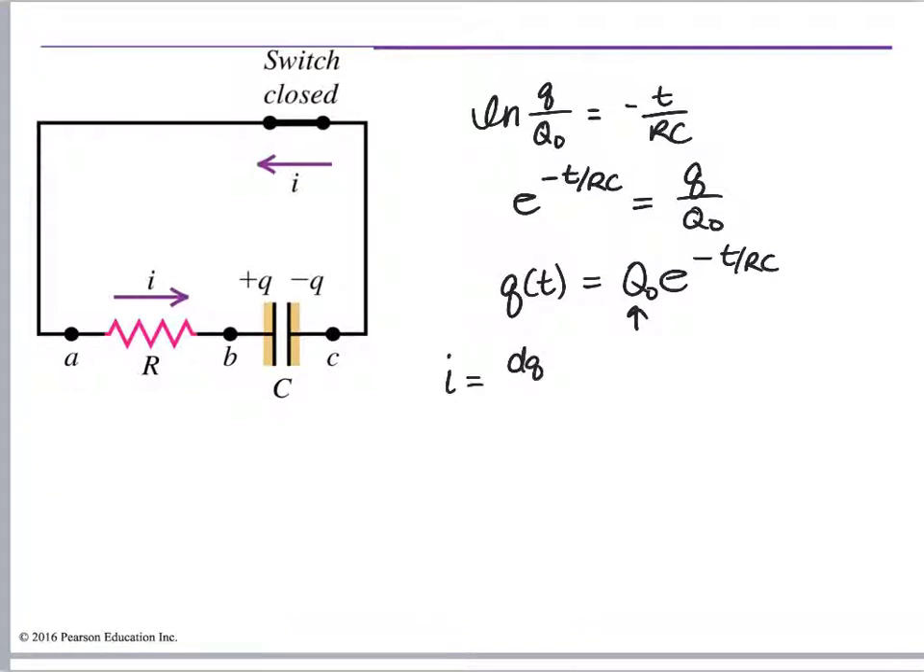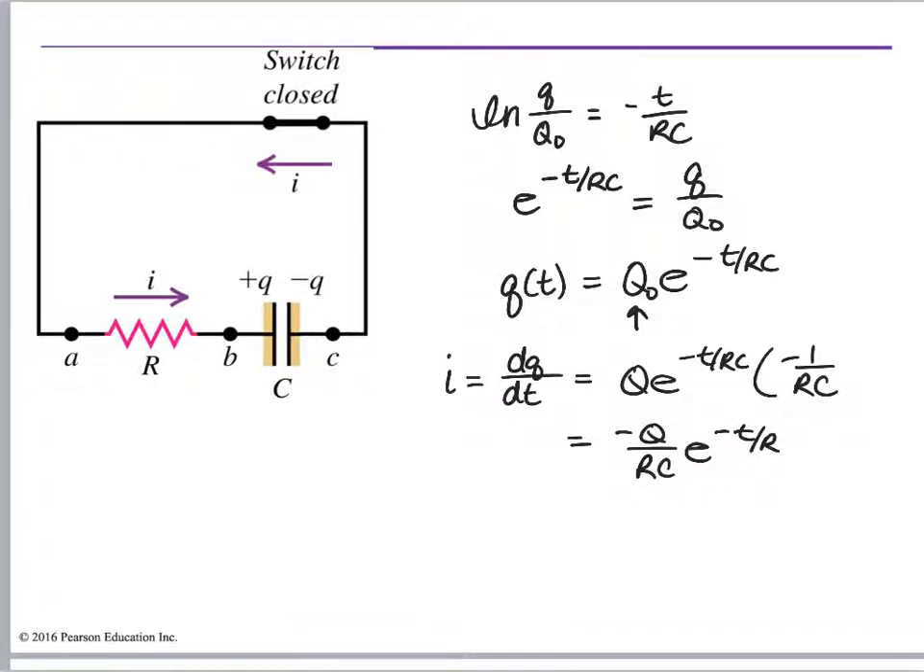The current is the derivative of charge with respect to time. And we get Q naught e to the minus t over RC times minus 1 over RC. And this is how the current depends on time.